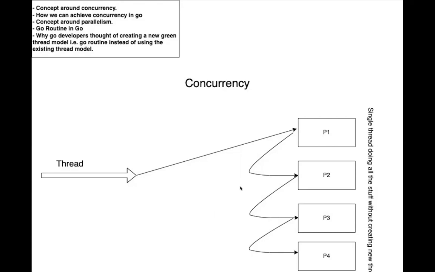So in this session, we'll cover the theory part around the concept of concurrency. Then we'll understand how we can achieve concurrency in Go. We'll understand the theory part of the concept around parallelism. We'll understand what a Go routine is. And then we'll finally understand why Go developers thought of creating a new green thread model, that is Go routine, instead of using the existing thread model.